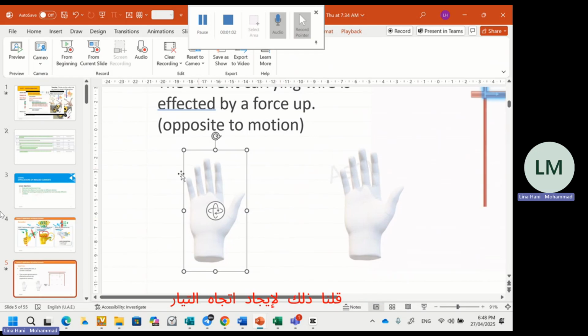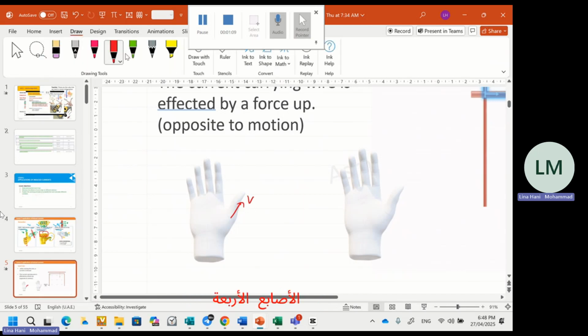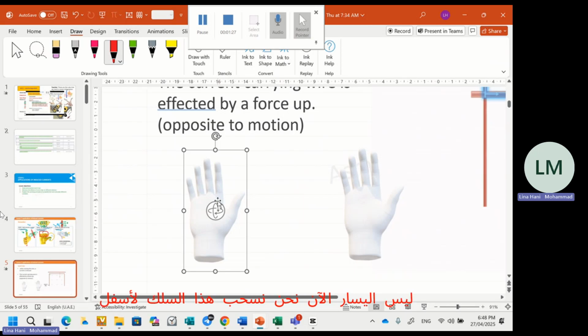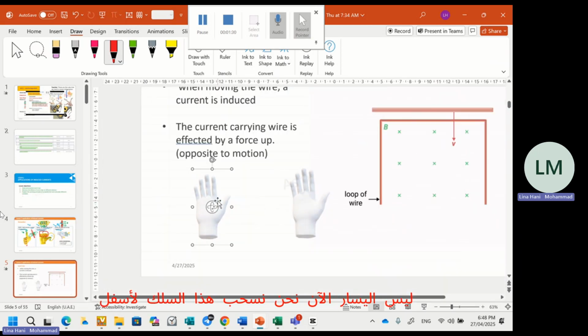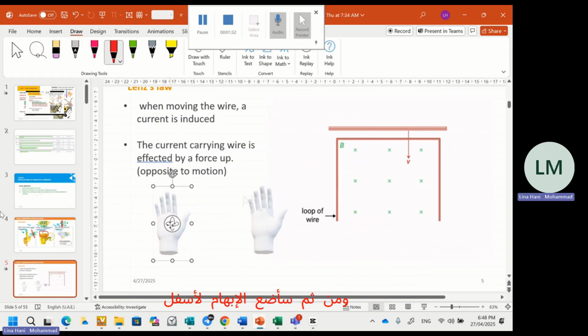We said that to find the direction of the current, you have to put the thumb in the same direction as the velocity. The forefingers must be pointing in the direction of the magnetic field. Hence, you'll get the direction of the current shown by the palm of the hand. Now let's position our hands to find the direction of the induced current. Of course, we're going to use the right hand, not the left one. Now we're pulling this wire downwards, hence I'm going to put the thumb downwards.